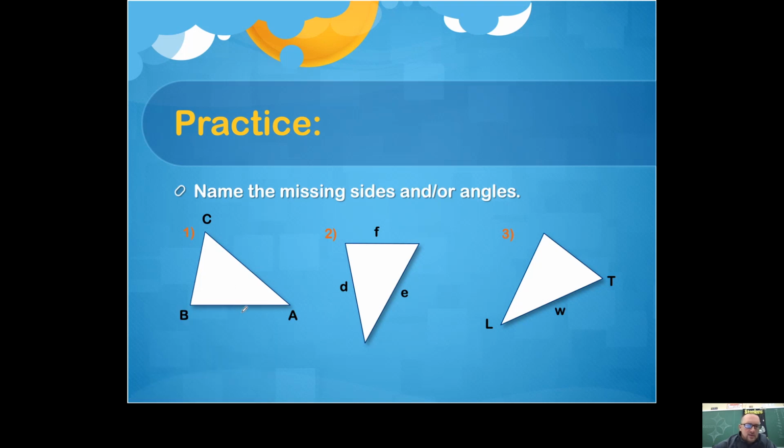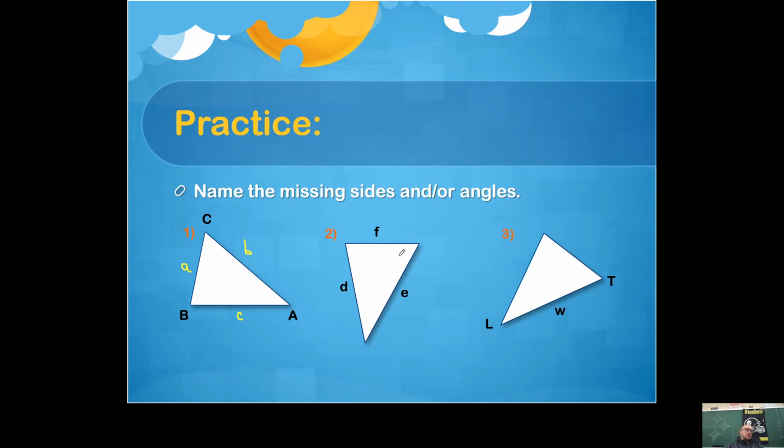is name this segment lowercase c. The reason we do that is it's across from angle C. So this segment, AC, we're going to call lowercase b because it's across from angle B, capital B. Segment BC is across from angle A, so we're going to call that lowercase a. So instead of just randomly calling this side X or this side Y, we're naming it due to the name of the angle that's opposite of it.